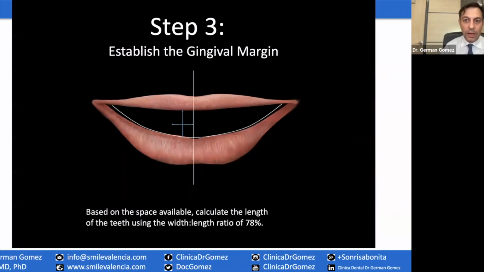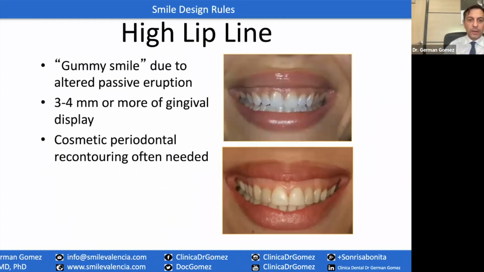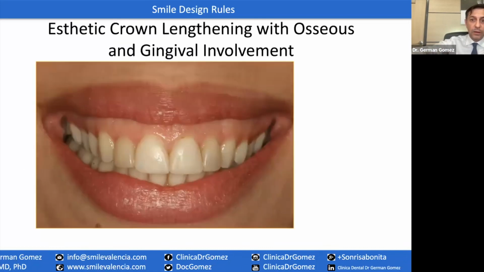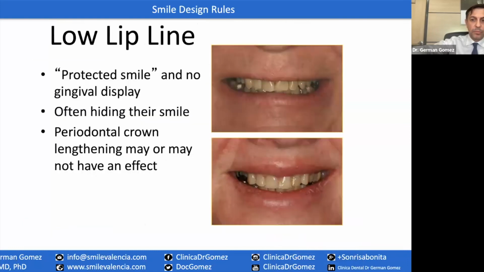Then establish the gingival margin. How long will the gingiva go down? How much gingiva should we expose? Exposing 3 or 4 millimeters is a gummy smile. Too much. It is much better if we only expose 1 or 2 millimeters. If a patient exposes nothing, usually he is afraid of smiling a little bit.